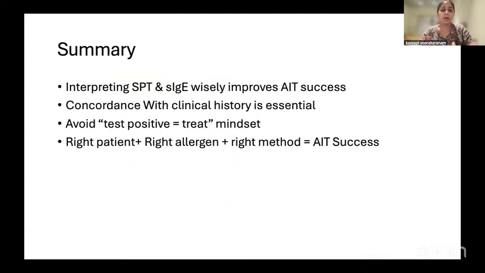Let's conclude. I would like to conclude my topic for today by insisting on these points: interpreting the skin prick test and specific IgE wisely improves allergen immunotherapy success. The concordance with clinical history is always essential. Please avoid a test-positive and treat-the-positive mindset. And right patient, right allergen, and right method are the triad for allergen immunotherapy success. Thank you so much.